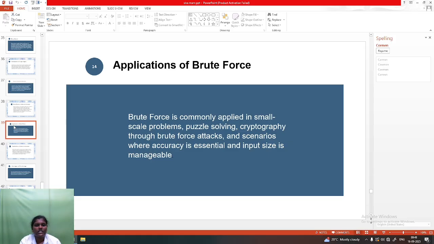Next one is applications of brute force. Brute force is commonly applied to simple small-scale problems, such as solving cryptography through brute force attacks, and scenarios where accuracy is essential and input size is manageable.